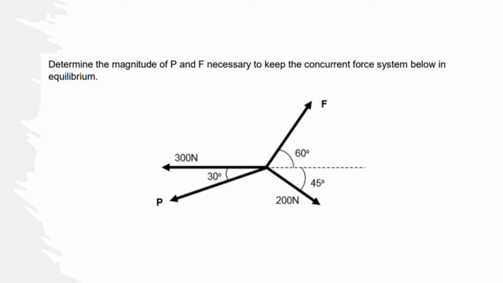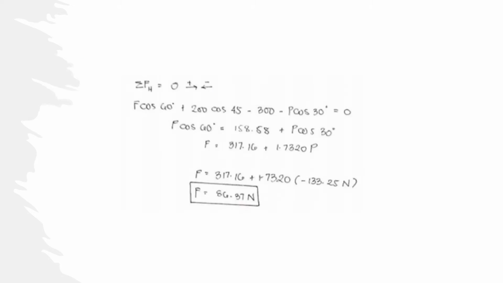So first problem is determine the magnitude of P and F necessary to keep the concurrent force system below in equilibrium. So we are given the diagram and the given forces and angles. First, we need to get the summation of horizontal forces. So F cosine 60 plus 200 cosine 45 minus 300 minus P cosine 30 is equal to 0.